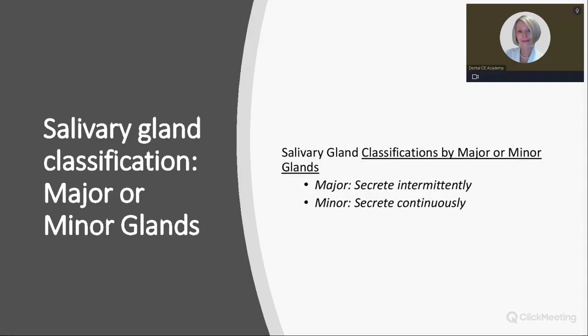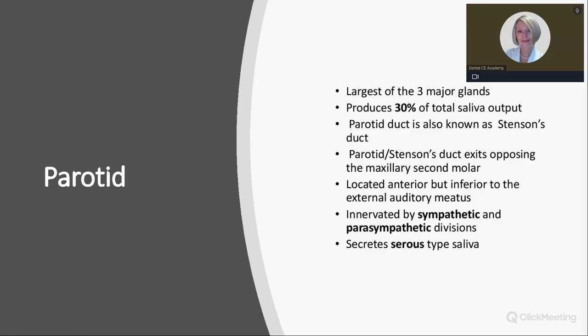Also classified by major or minor glands. So the major glands secrete intermittently. They secrete on cue. You smell garlic in a pizza restaurant, you may salivate. Minor glands secrete continuously, and they're protective, right? Their role is to maintain the integrity and the moistness of the mucosa.